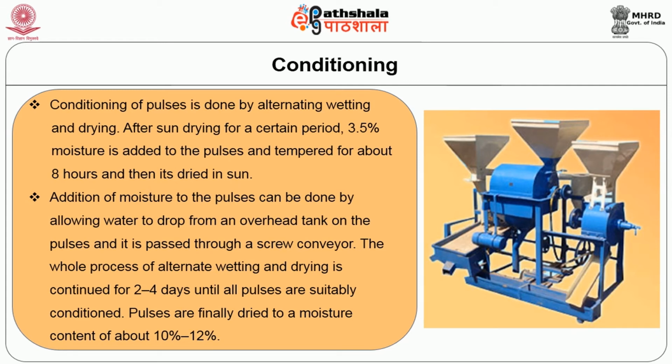The whole process of alternate wetting and drying is continued for about 2 to 4 days until all pulses are suitably conditioned. Pulses are finally dried to a moisture content of about 10% to 12%.